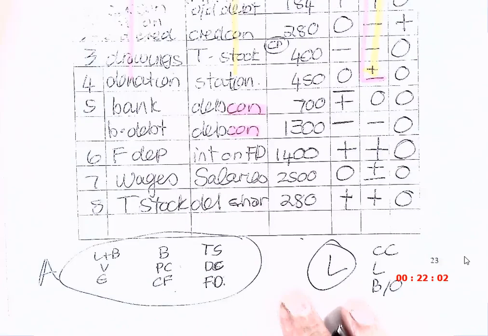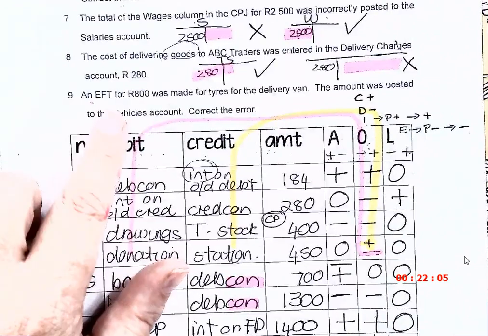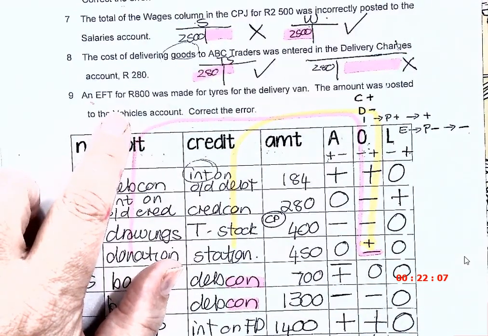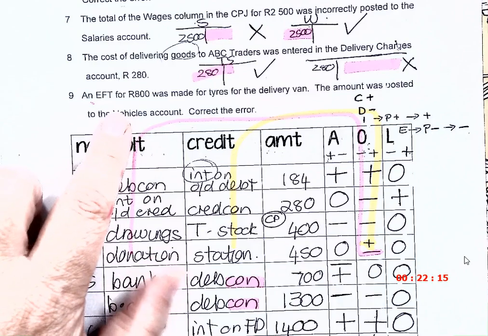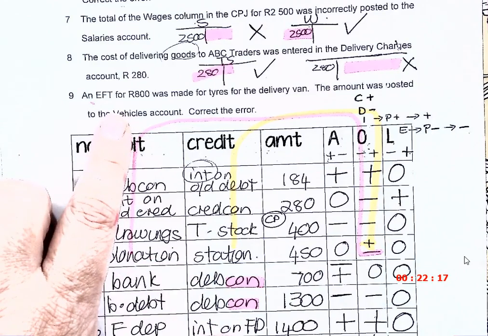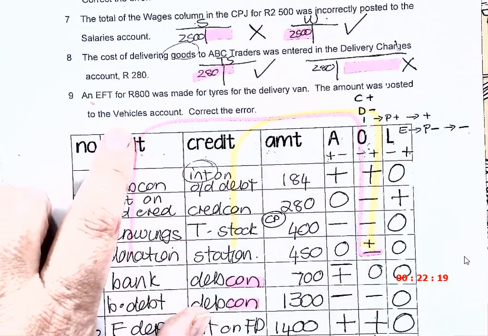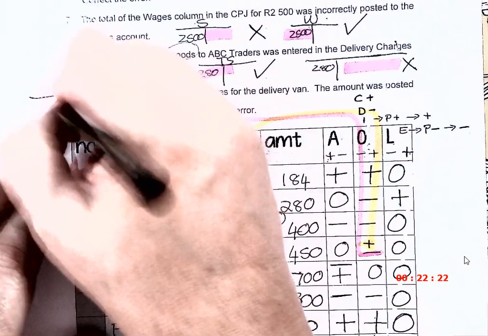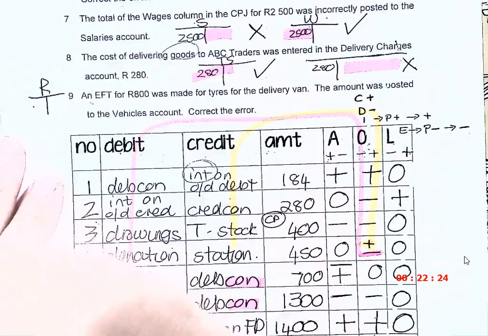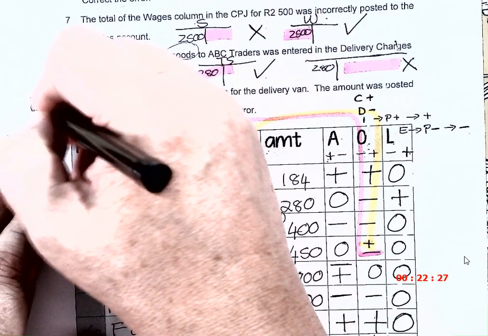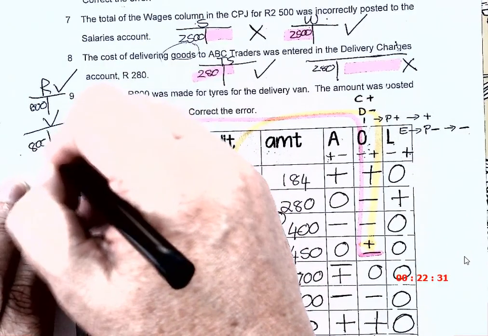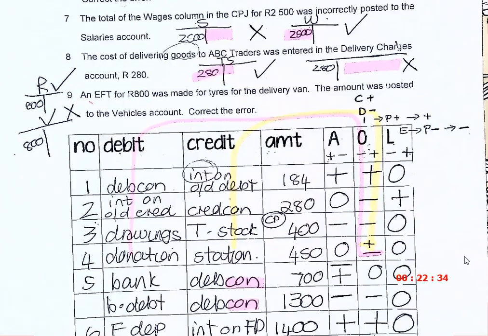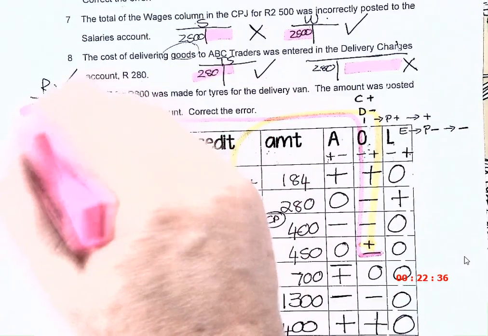So, number 9. An EFT was made for tires for the delivery van. Am I going to show that as vehicles or repairs? Repairs, right? The amount was posted to vehicles. So now I see, I'm supposed to put it in repairs. What's the amount? 800. This is right. I went and I showed it in vehicles. This is wrong. I take it out of the wrong one. I put it into the right one.